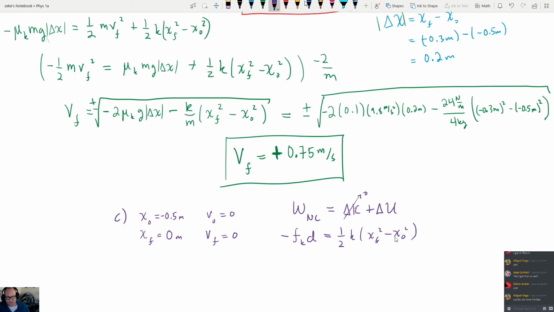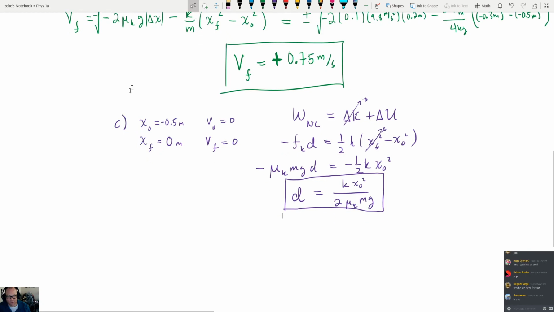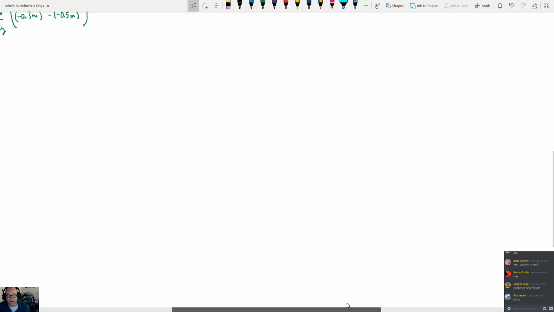I said I wasn't going to do this. This part's actually pretty short. I'm doing it faster than I normally would, though. So if you're getting lost, I understand. Left-hand side is going to be mu k mg d equals negative 1/2, because x final is 0, k times x initial squared. So the distance traveled ends up being equal to k times x initial squared divided by 2 mu k mg. So this is the answer to part C. And again, I'm just going to move on. If you don't understand that, I'm going to stick around after class and I'll go back and explain what I just did.